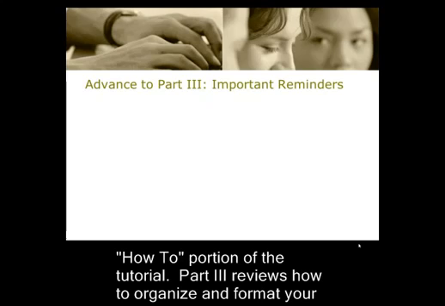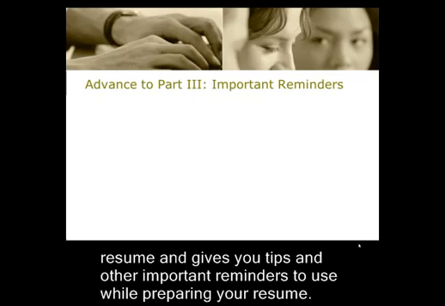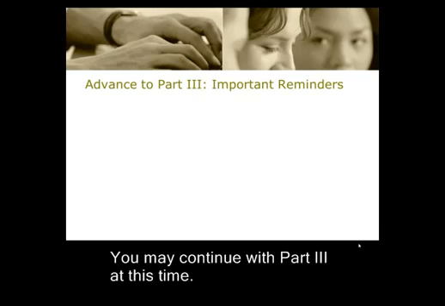Part 3 reviews how to organize and format your resume and gives you tips and other important reminders to use while preparing your resume. You may continue with Part 3 at this time.